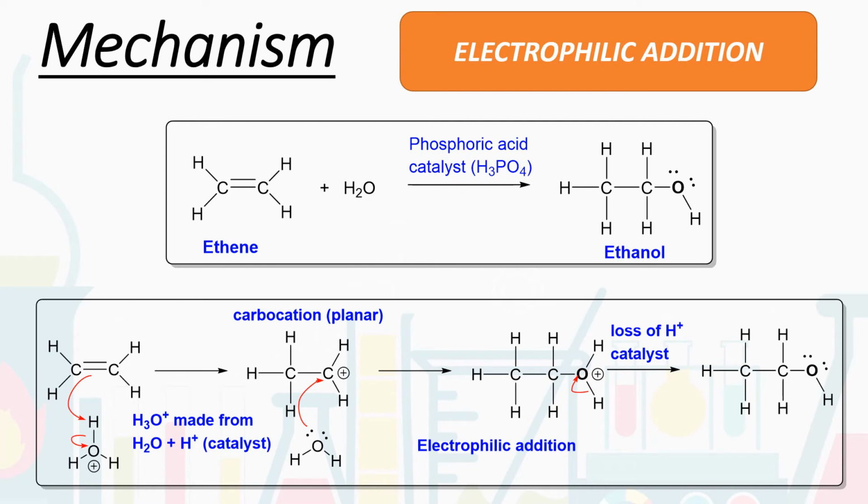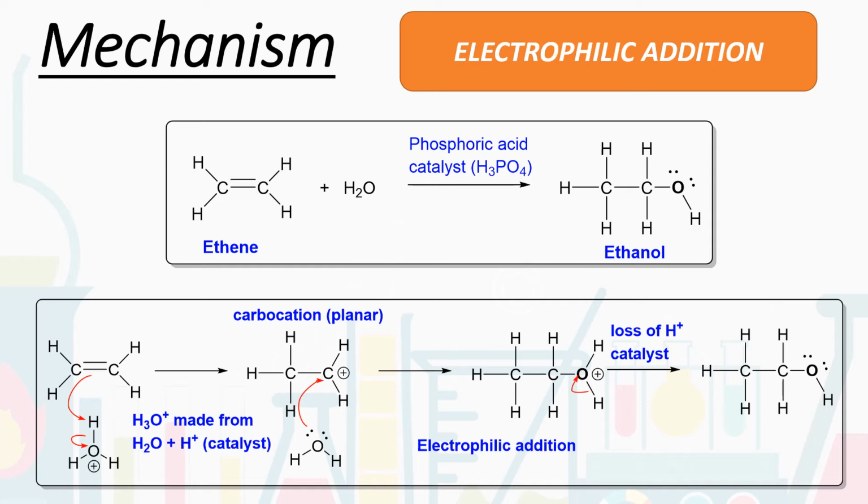So the mechanism for how this works, this is an electrophilic addition reaction. Our alkene is acting as a nucleophile. It's a region of electron density. We have that pi bond, which is a region of high electron density, able to act as the nucleophile, the lone pair, the electron pair donor. Water, in this case, actually acts as the electrophile.